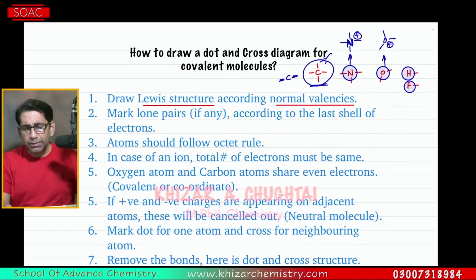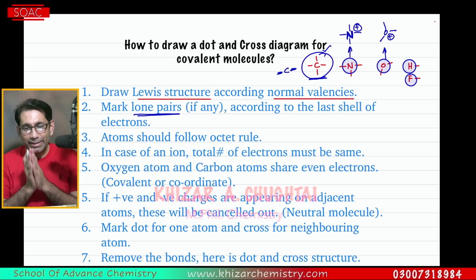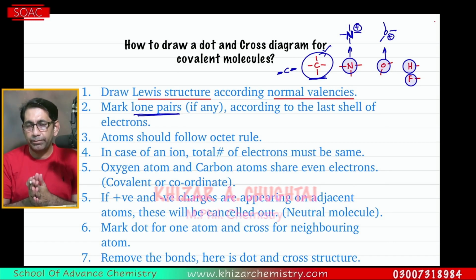The next point is mark lone pairs. What are lone pairs? A lone pair is a pair of electrons that is not taking part in covalent bonding. A lone pair of electrons is a pair residing in the last shell of an atom, but it is not taking part in bonding. That is called a lone pair. So according to the last shell electrons, we will mark lone pairs.